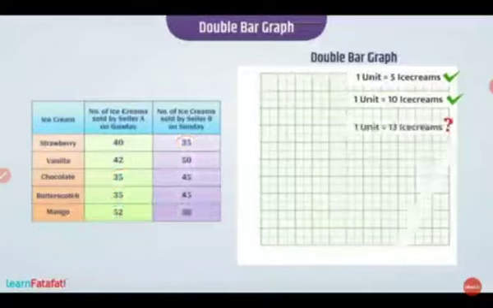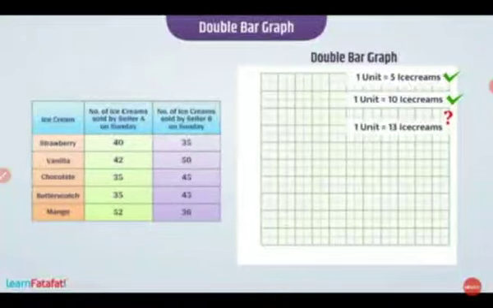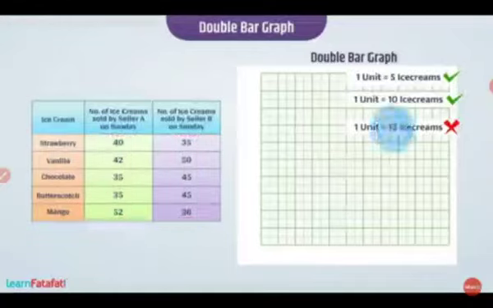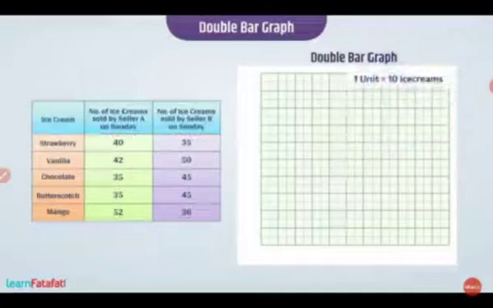Can we choose 13 here? Think about it. No, since given values are not multiples of 13 or they cannot be easily represented, therefore we cannot take 13 as the value of unit length. We will choose 1 unit length is equal to 10 ice creams.